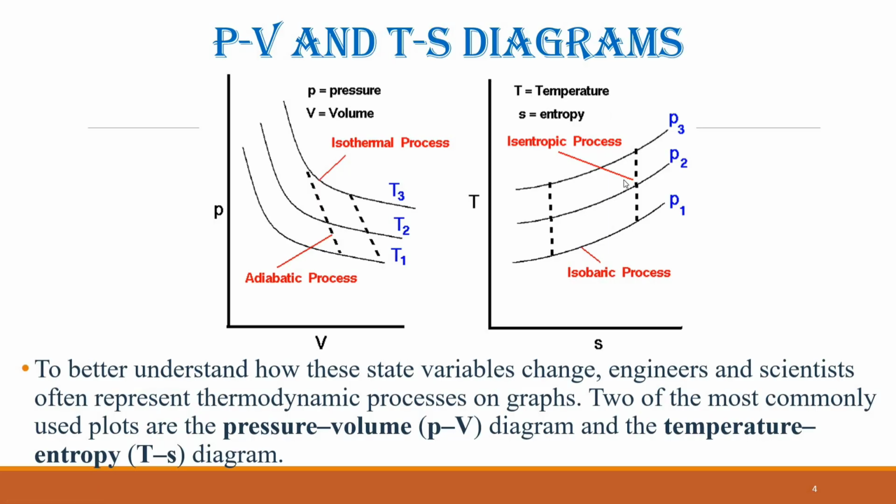Another key process is the isentropic process, during which the entropy of the system remains constant. This means the process is both adiabatic and reversible. On a TS diagram, an isentropic process appears as a vertical line. Interestingly, the area under a process curve on a TS diagram corresponds to the heat transfer involved in that process.